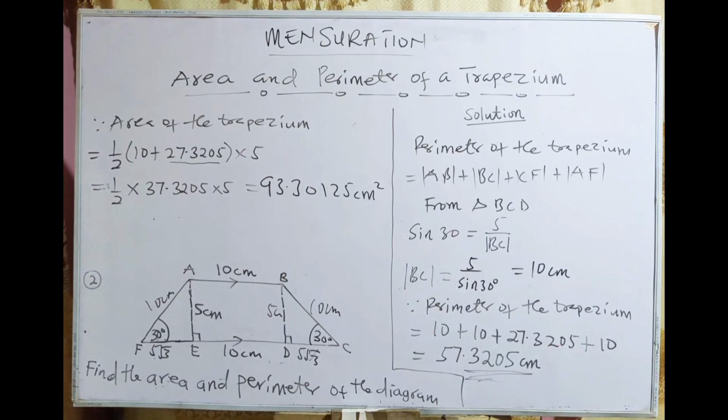Trapezium is so wonderful. You see how trapezium is? It comprises a rectangle and then a triangle. Very simple like that.